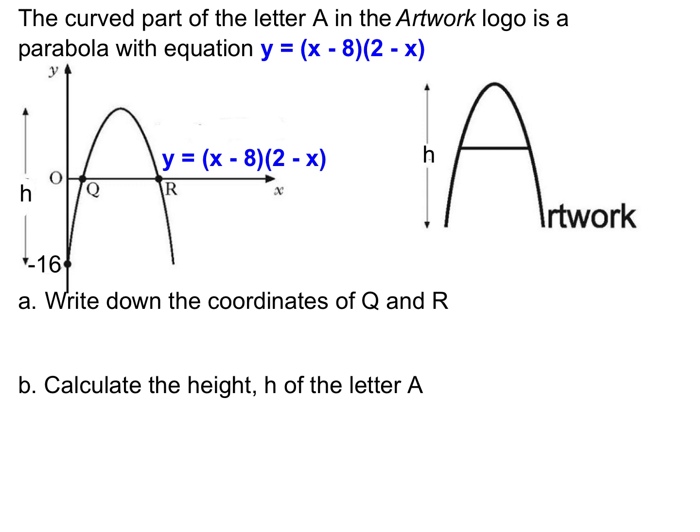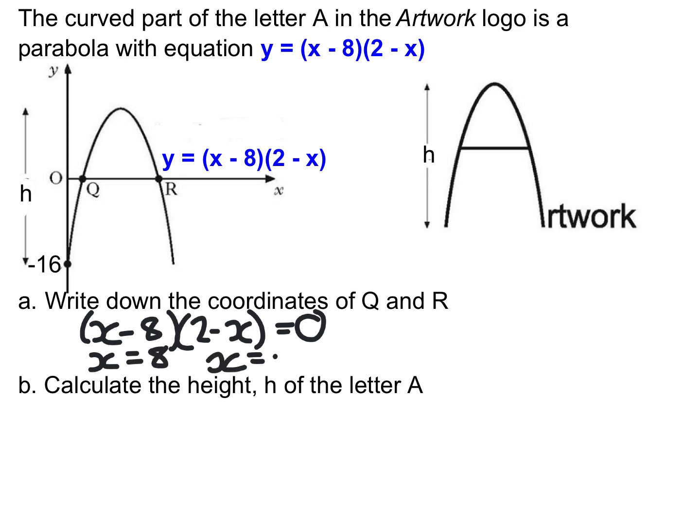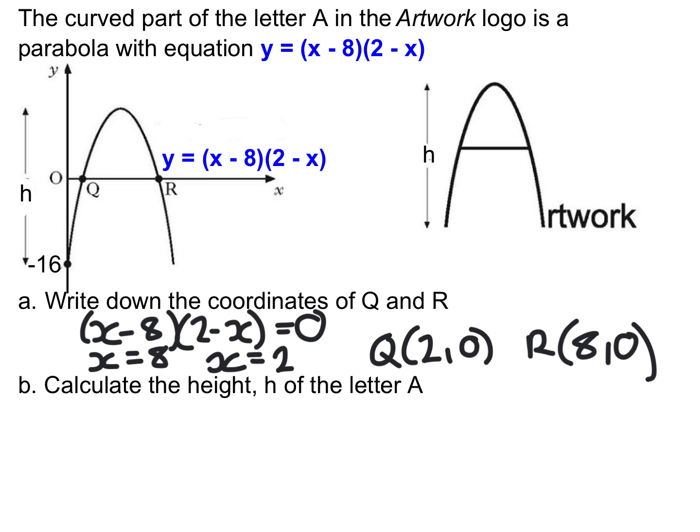Now Q and R are actually your roots, and they've already factorised this. So they've already factorised it and written it as this. So essentially I'm just putting that equal to 0. And when you put both these equations equal to 0, you get x equals positive 8, and you would get x equal to 2. So 2 would go with the Q, because that's the lowest one on the left-hand side. So Q would be 2, 0, and R would be the one on the right-hand side, which would be 8, 0. Remember, to write coordinates, you have to have two numbers with a comma and brackets, okay?